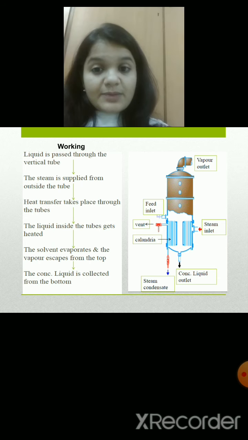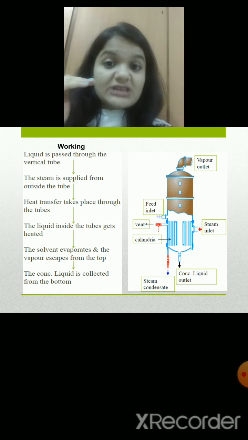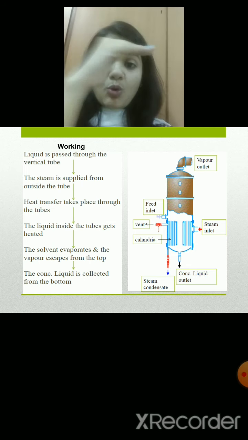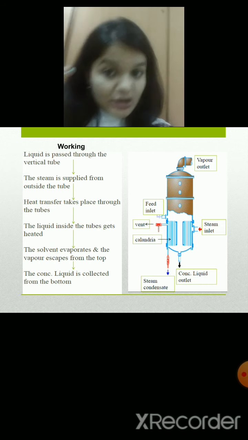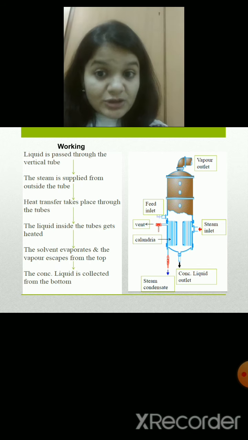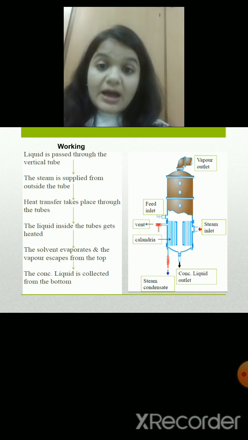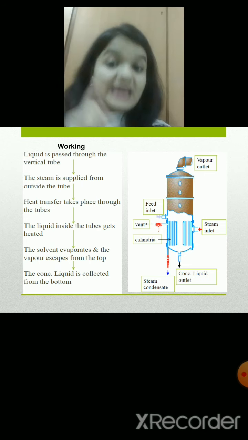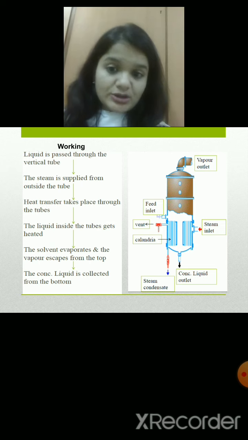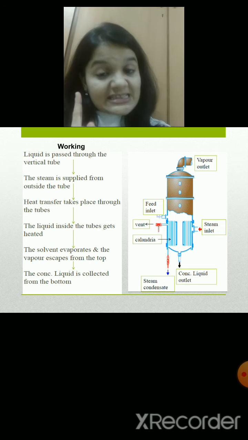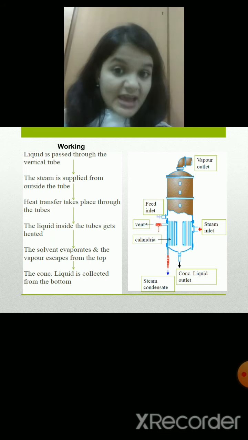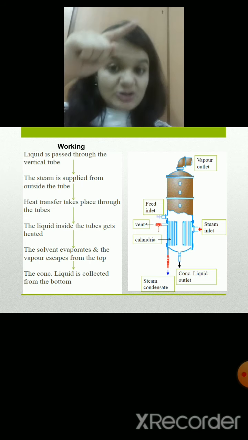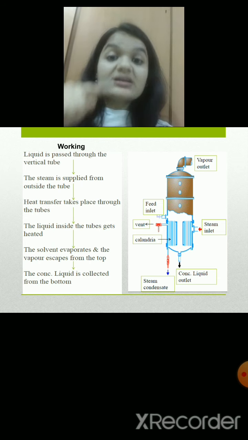Now, working. As you can see, liquid is passed through the vertical tubes. Now, the liquid feed which is introduced is filled above all these tubes so that it is sufficiently filled enough for the circulation. Now, steam is passed from outside the tubes. Now, the liquid inside the tube gets heated by conduction and convection. Now, the liquid inside the tube starts to boil, and while boiling it will rise up and then it will move to the central part and then it will come back downwards.